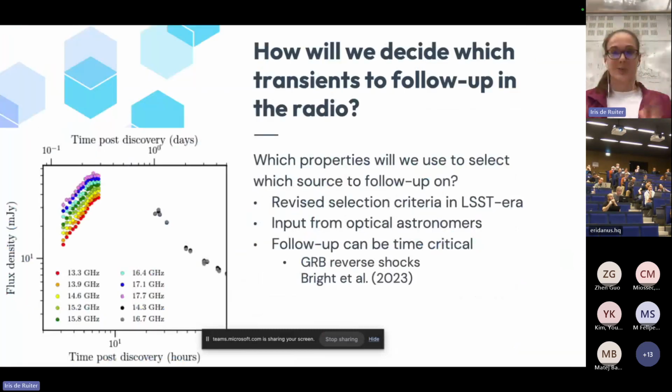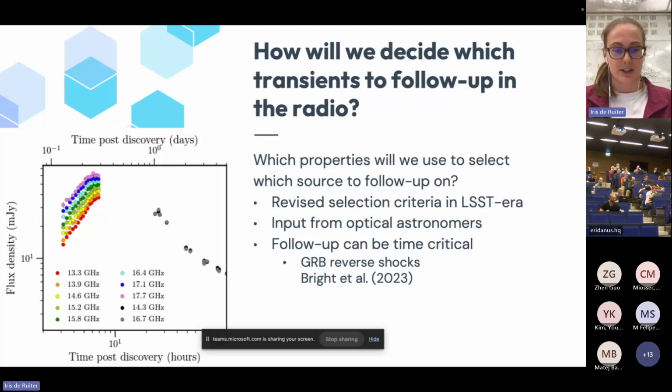Hopefully I've made clear that radio observations are important, even for some of these transients that we usually think of as optical transients. Of course, we're facing the same problem that we've been talking about all week: how will we decide which transients to follow up, in this case in the radio, if we're starting to discover thousands of them? Of course, we're already thinking about this. We select on some of the optical properties. Usually we go for the brightest ones, but I think we should really have a think about how to revise these selection criteria in the LSST era.